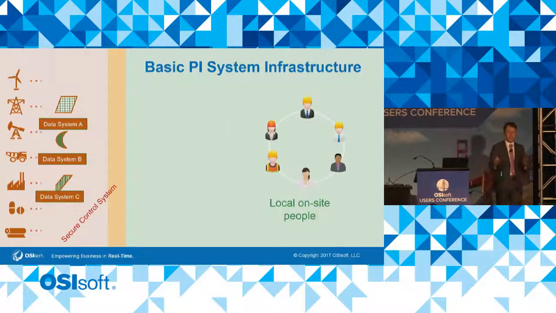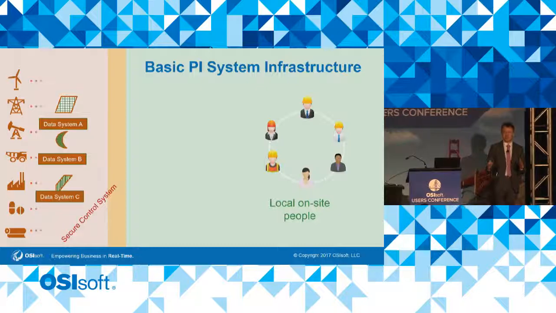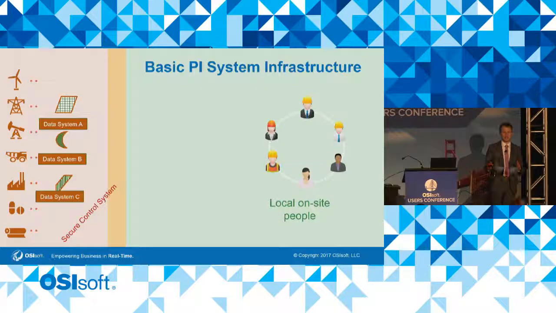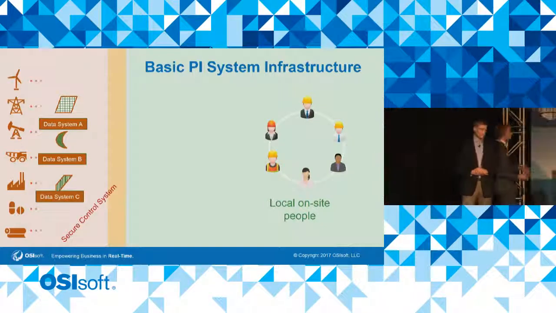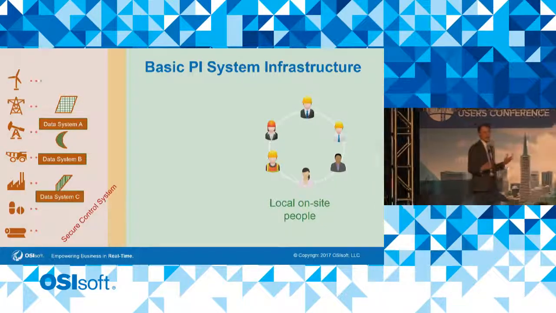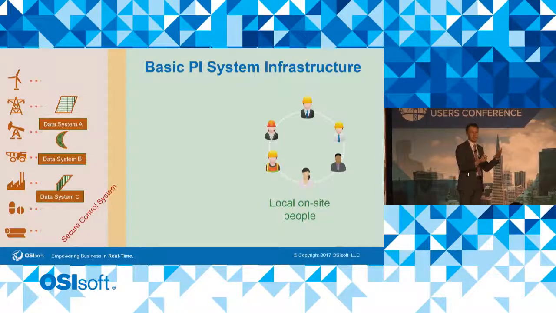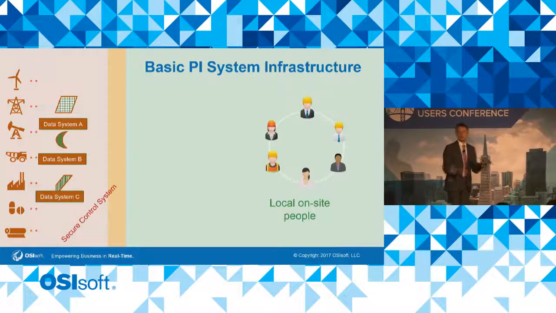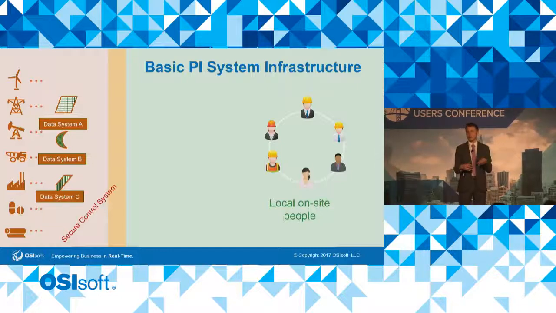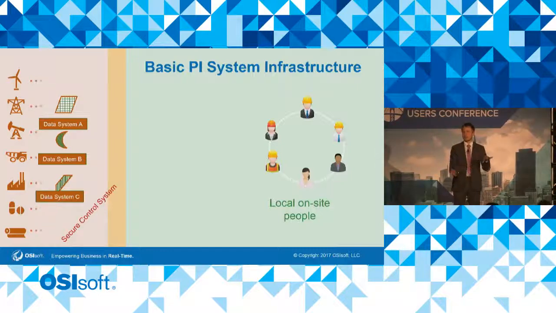So this is a basic PI system infrastructure. This is PI 101. On the left-hand side, you see parts of your facility. They're assets, they're machines, whatever it is you have that's producing data. They send data and share it to what I'm calling a data system here. Maybe it's a control system or a gateway device that's collecting data. You have different ways of collecting data already, but it's kept in a couple of different locations, different data systems.